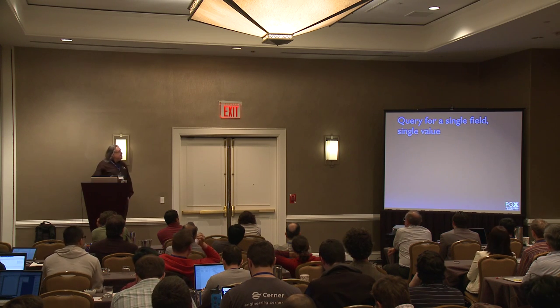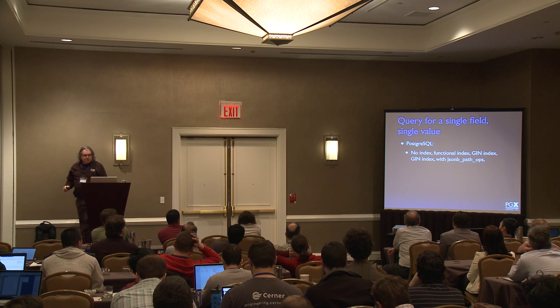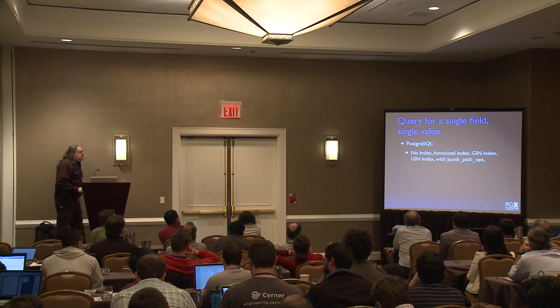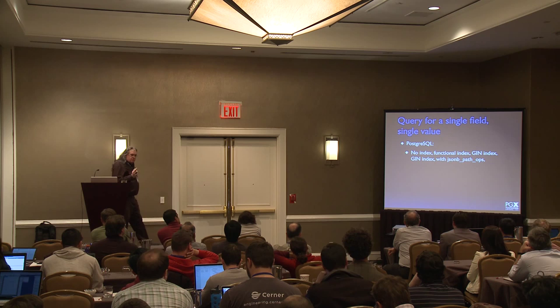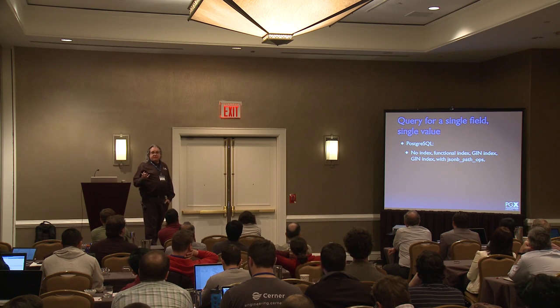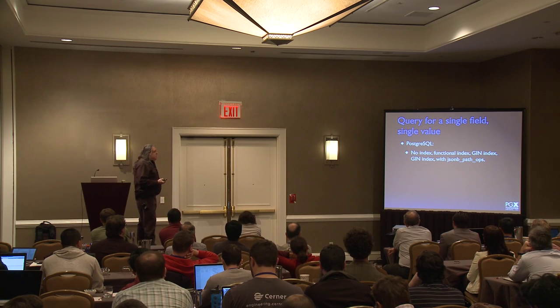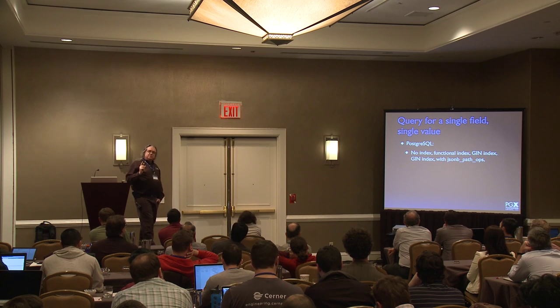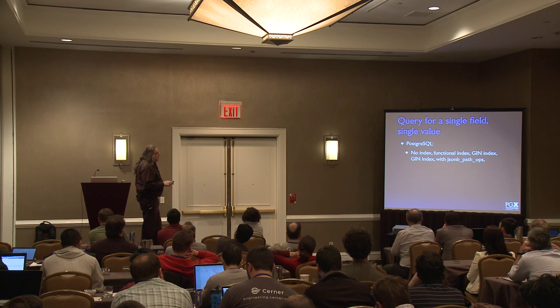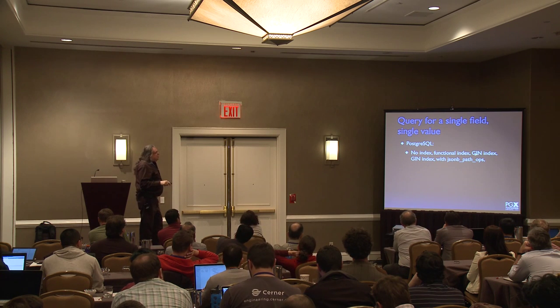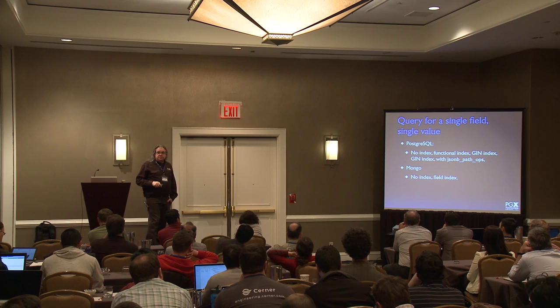So let's query for a single field, single value. These have generated random data, so the data is quite highly distributed on it. I picked a single field, I think it was number 3 in the 4 case, and number 12 in the 200 case. And I had a bunch of different indexing things here. In Mongo, there's no index and an index on that particular field.